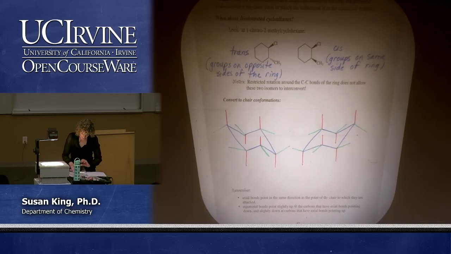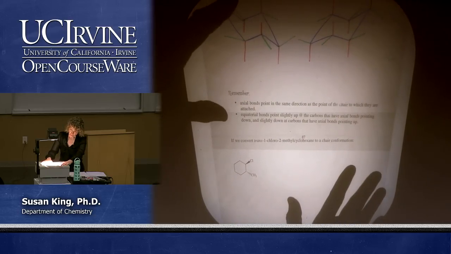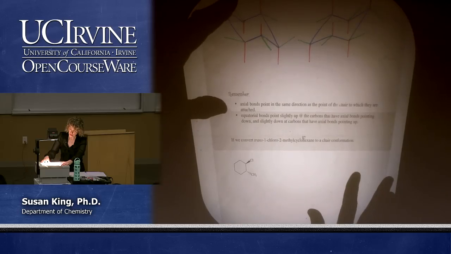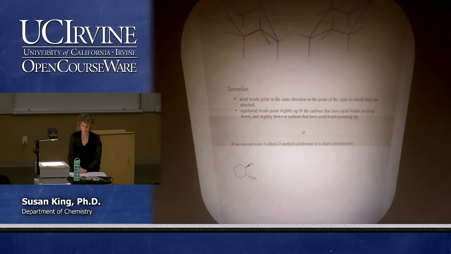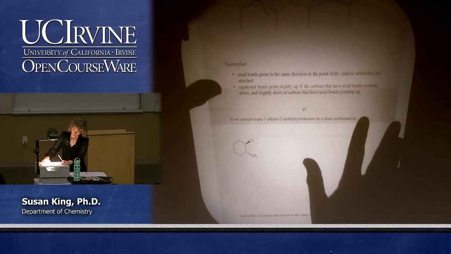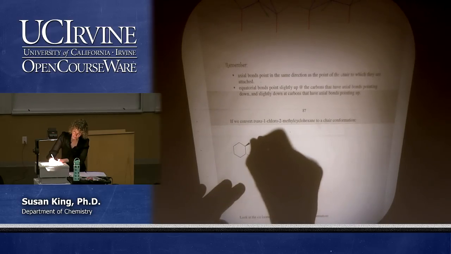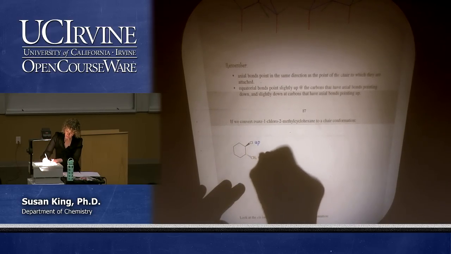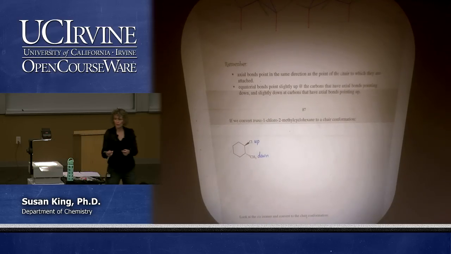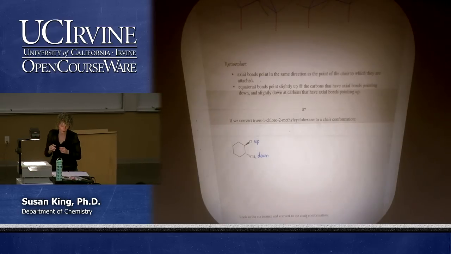All right, so let's try this. A real example here. We're going to try to convert the trans-1-chloro-2-methylcyclohexane to a chair conformation, and then we're going to do the cis after that. All right, now what I'm noticing here is that the way I have this drawn, this chlorine is up and this methyl is down. So when I draw my chair, that chlorine is going to be up and the methyl is going to be down.